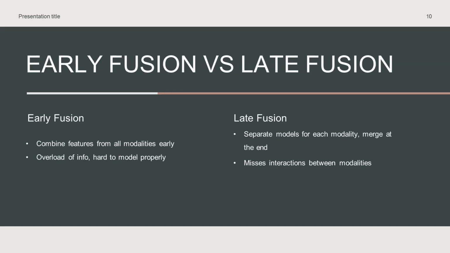In contrast, late fusion keeps the modalities separate during learning. Each modality gets its own model and then the outputs are combined in the end. This is easier to train, but comes with a cost. It often misses the interactions and cross-modal dependencies, which are critical for understanding emotions.